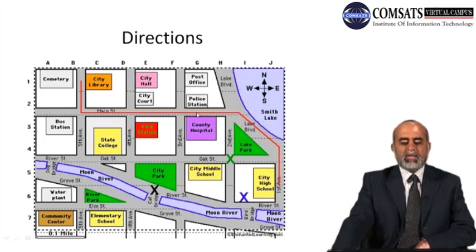Okay? Keep on moving, keep on going ahead. Go past the first intersection, go past the second intersection, and turn right from the next intersection. Turn right from the third intersection. You will see the City Library on your right opposite the cemetery.